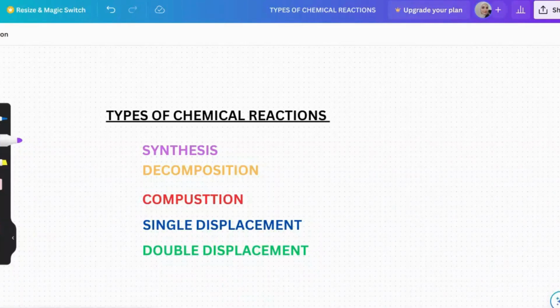There are five main types of chemical reactions. The first one is synthesis. Synthesis is when two elements or two components are combined with each other to form a new substance. Combining.